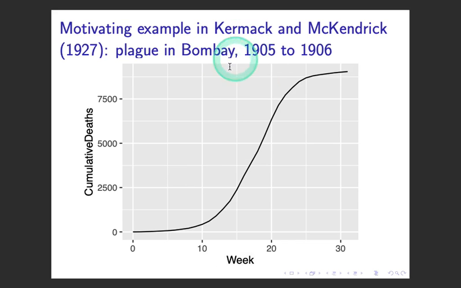These models can be traced to Kermack and McKendrick, and from their 1927 paper, this is the data. It's there in an R package. This is the plague in Bombay from 1905 to 1906. These are weeks, so it goes from 0 to a little over 30 weeks. And these are the cumulative deaths. Initially, the deaths are slow, and then there's a pickup, and then it finally dies out. The plague died out.